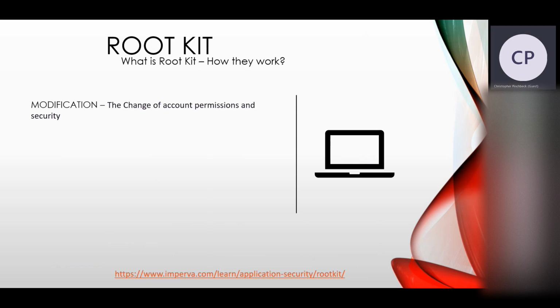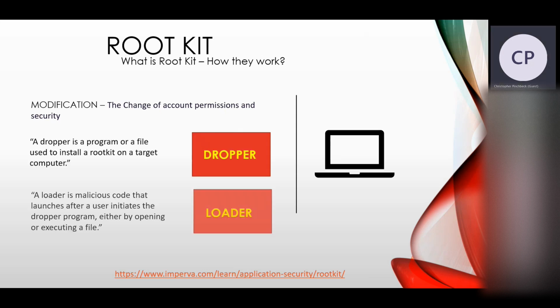So how do they work? Well, it goes through a process of modification. When it's installed on your system, it can change the permissions and security of your actual computer. I found a method online. A dropper is a program or file used to install a rootkit on a target computer, and then when you access that, a loader launches the malicious code after activating the dropper program by executing a file.